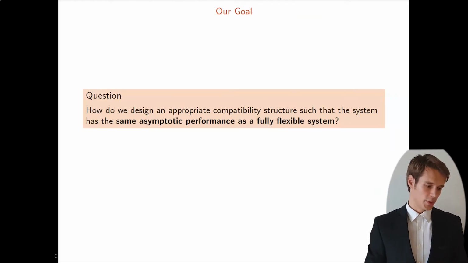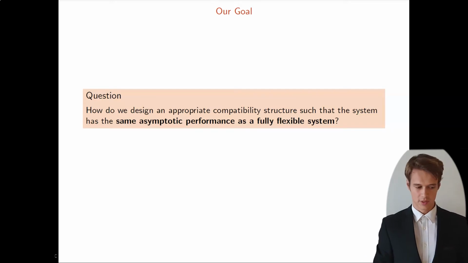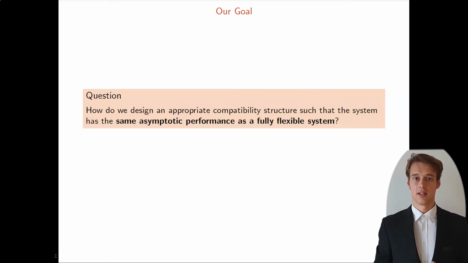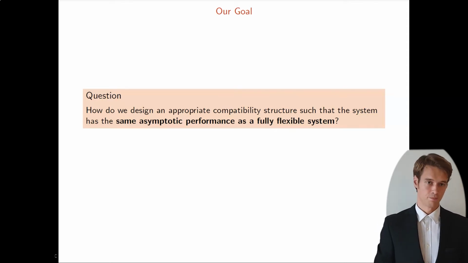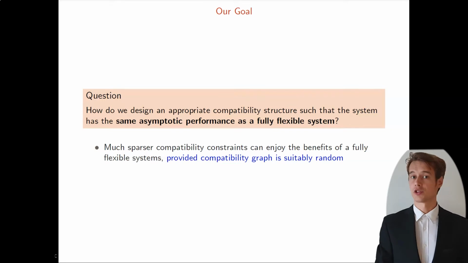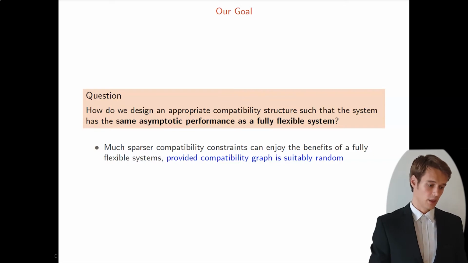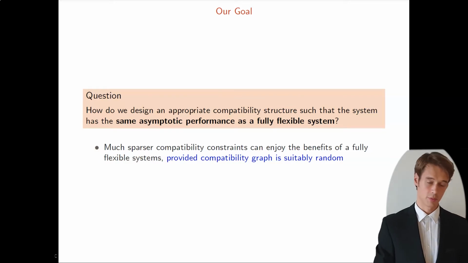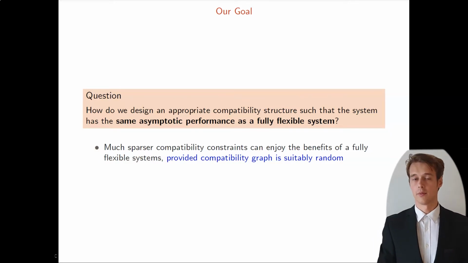How do we design an appropriate compatibility structure such that the system has the same asymptotic performance as a fully flexible system? Fully flexible here means that each dispatcher is actually able to route a job to each and every server. Today we'll see that much sparser compatibility structures, sparser than a fully flexible system, are actually able to enjoy the benefits of a fully flexible system. We do, however, need an appropriate condition, and this condition will also be satisfied if the graph is suitably random, such that this performance actually holds.